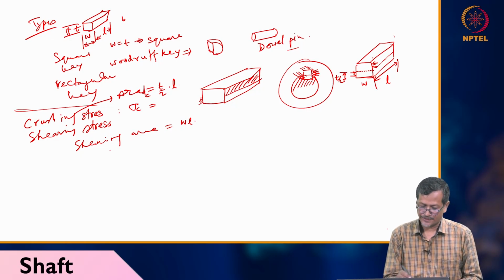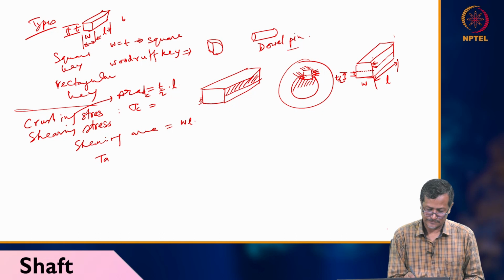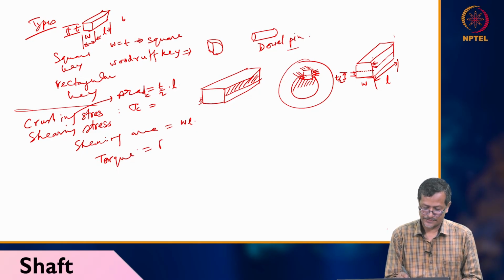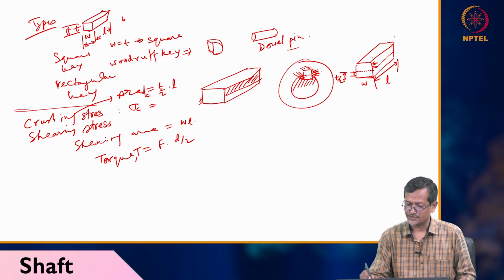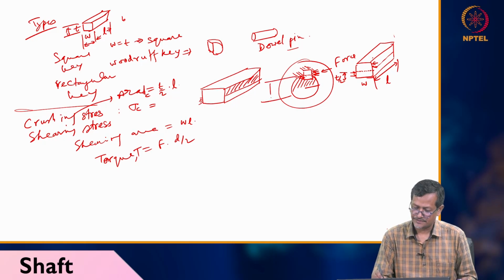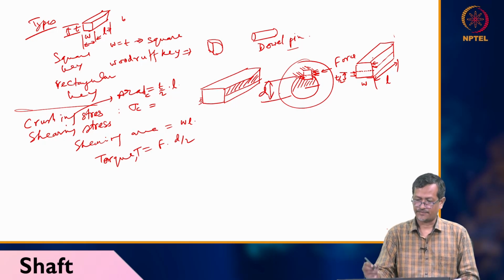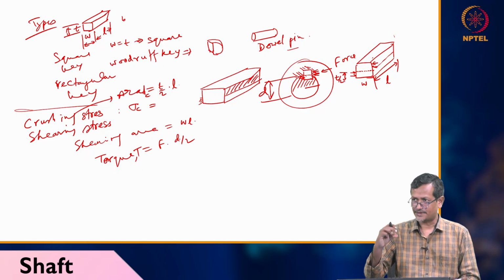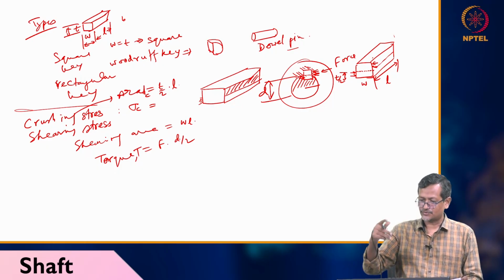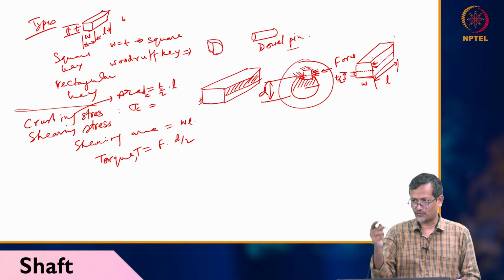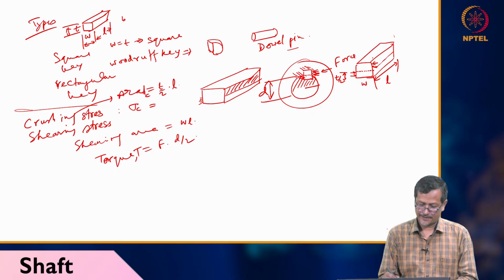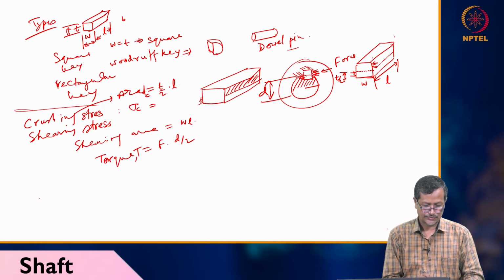So how much torque is it transferring? Torque, or moment, equals F into D by 2. F means force, how much force it is giving, and D means the diameter of the shaft. So D by 2 means the radius of the shaft. So D by 2 into the amount of force equals torque.